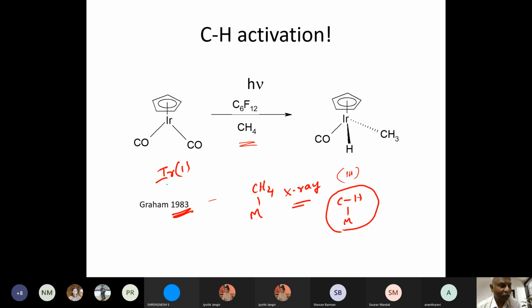But let me just tell you that oxidative addition of CH groups is a hot topic. CH activation is a hot topic, especially for methane. We have come a long way in the last 20 years.